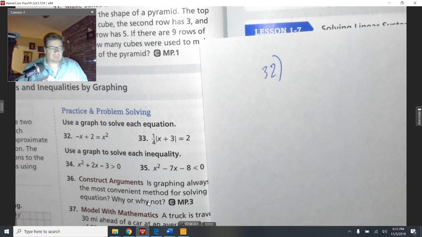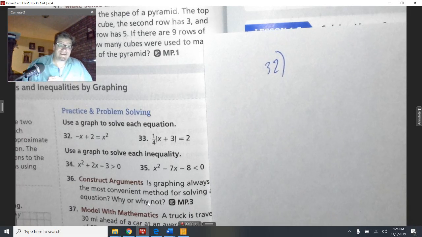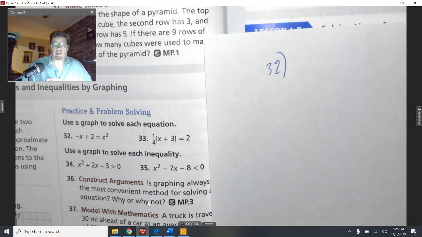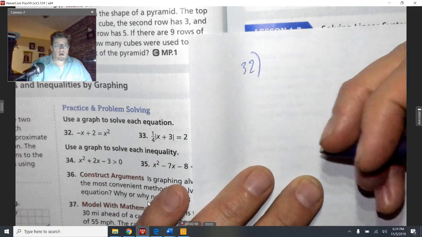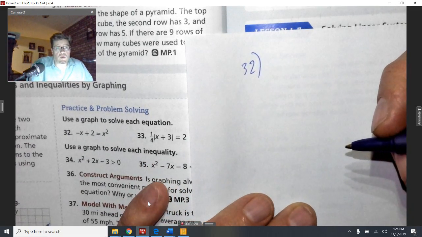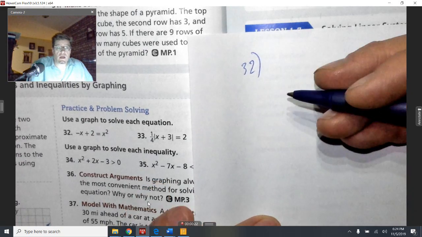Okay, now we are on solving equations and inequalities by graphing. In this section, we are using a graphing calculator, so I want you to be fluid with it. That's a very important part of how we're going to do things as we progress through the year.